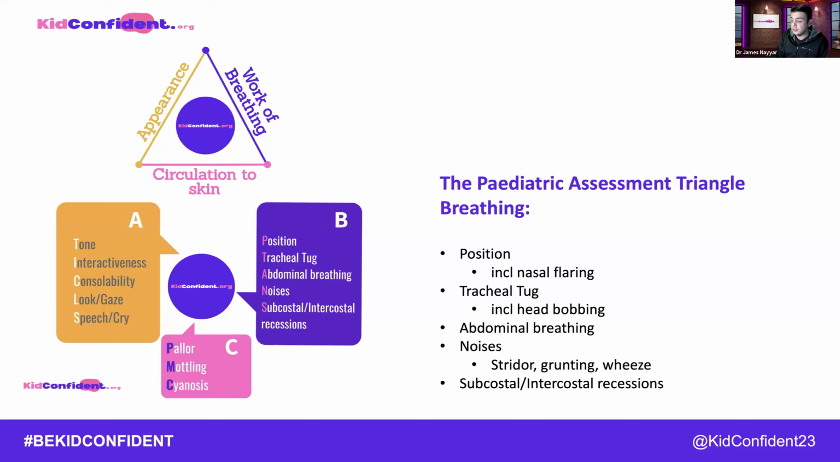And then finally, you've got your subcostal and intercostal recessions, which are a really important sign of respiratory distress. Looking at the chest, you'll notice the chest is being drawn in between or underneath the ribs when the child is breathing in and out. And this is a sign of significant effort being made to maintain ventilation, and it should never be ignored.